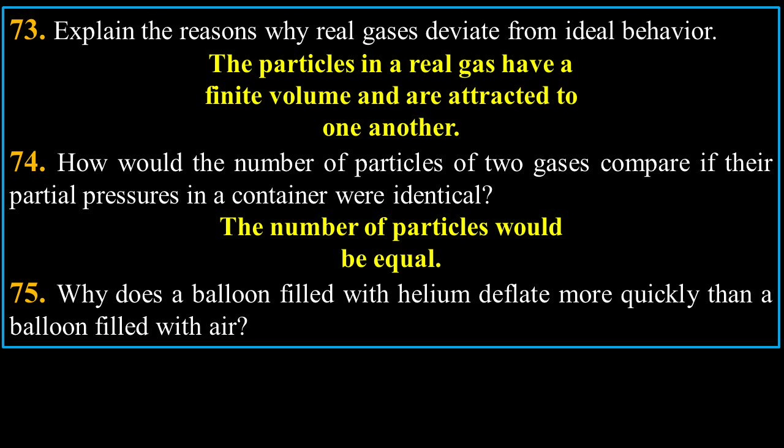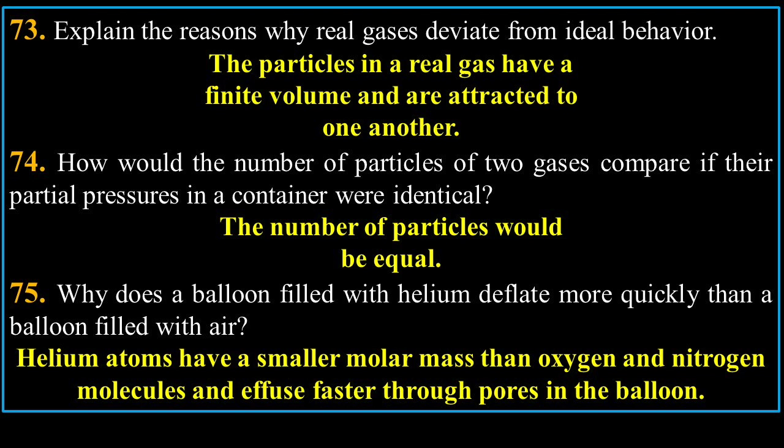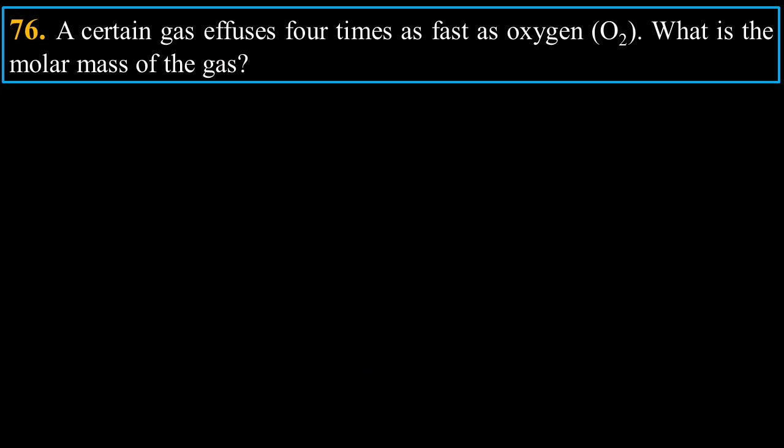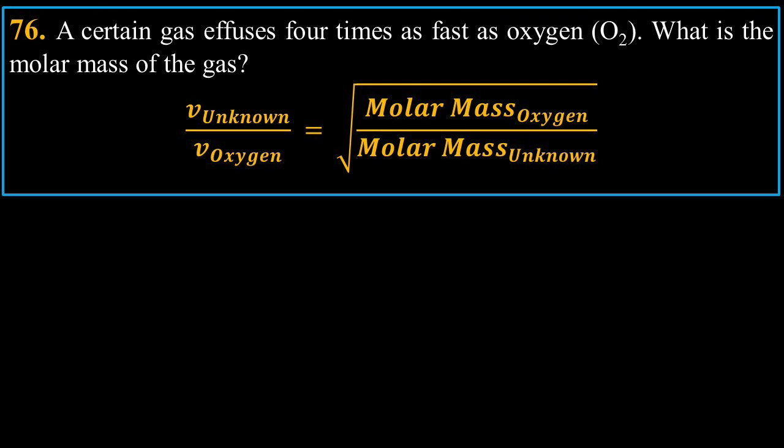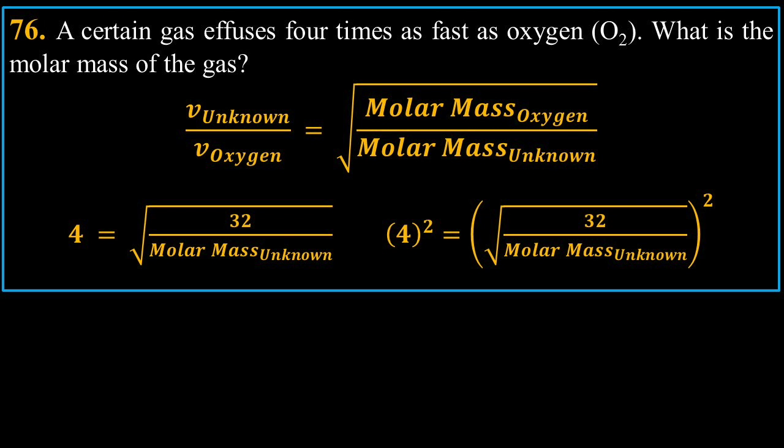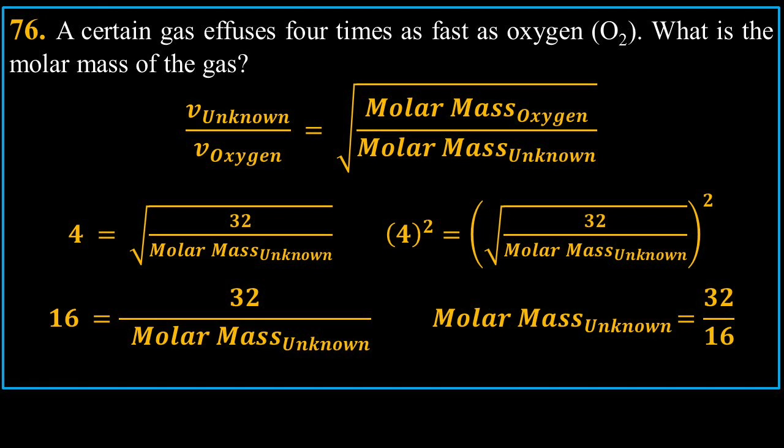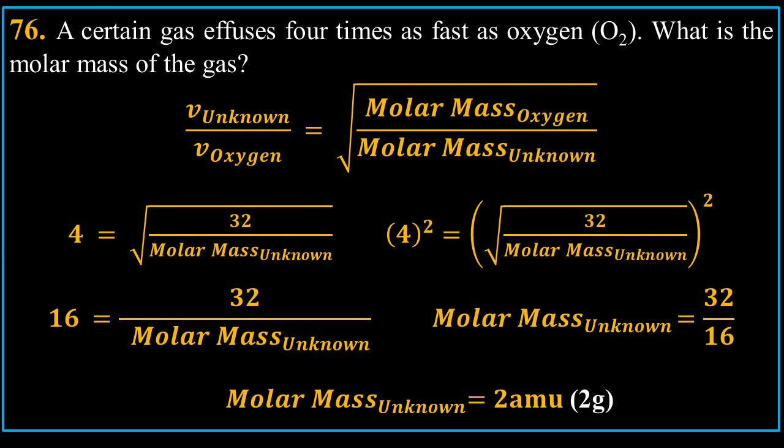Why does a balloon filled with helium deflate more quickly than a balloon filled with air? Helium atoms have a smaller molar mass than oxygen and nitrogen molecules and effuse faster because they're smaller. A certain gas effuses 4 times as fast as oxygen. What is the molar mass of the unknown gas? Well, here's the equation. You see that the velocities of each, the unknown is on top, and then the molar mass is on the bottom. And then I'm going to substitute in, square both sides, and then solve for molar mass. 32 over 16 is 2. So 2 AMUs, or 2 grams.